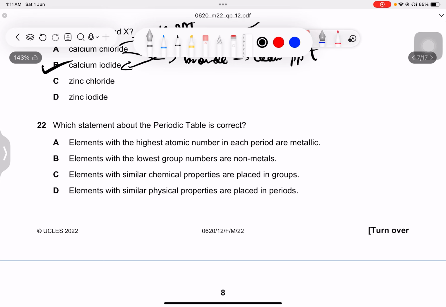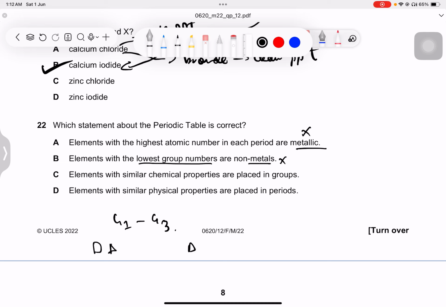Next, which statement about the periodic table is correct? Elements with the highest atomic number in each period are metallic. This is completely opposite. The metals are over here in groups 1 to 3, so they have the lowest atomic numbers. Elements with the lowest group numbers are non-metals. Again, incorrect. Lowest group numbers are metals.